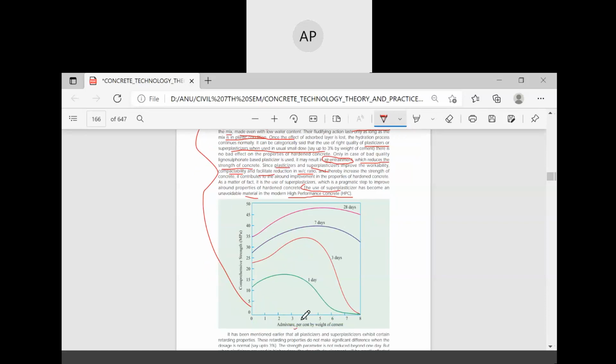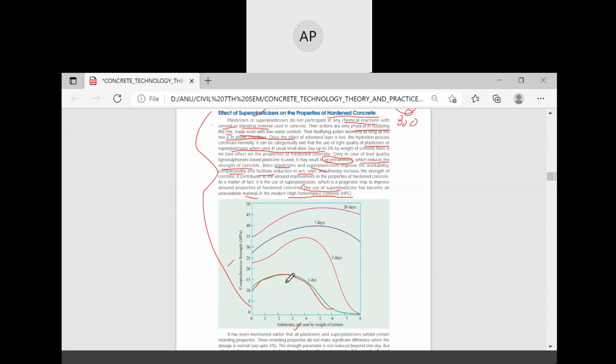Here, if you take admixtures, that is in percentage by weight and compressive strength, then we can see the compressive strength, that means strength of concrete, rises. In one day, it rises, again in 3 days, and after time, it will again rise at 28 days. That means if we use superplasticizer, we can get better strength concrete, a better good quality concrete mix. After 28 days, it will give full strength. That is why 28 days is given here.